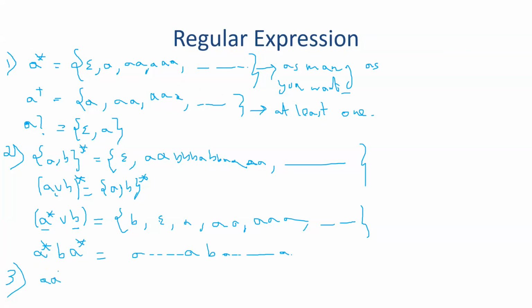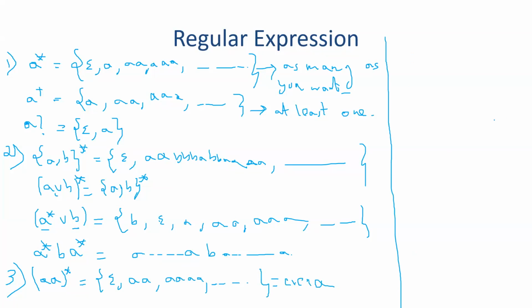Maybe one last idea before we actually start solving. (AA) star. I'm saying I can take as many AA's as I want. So it could be nothing, could be 2 A's, 4, 6, 8, etc. So it's like the even A's, which is similar to the first problem we ever solved. But it's very important, again, the positioning. So when I say something like A (A star), it's not the same as (AA) star. This one, as we just mentioned, is the even A's. Can anybody guess what this is?